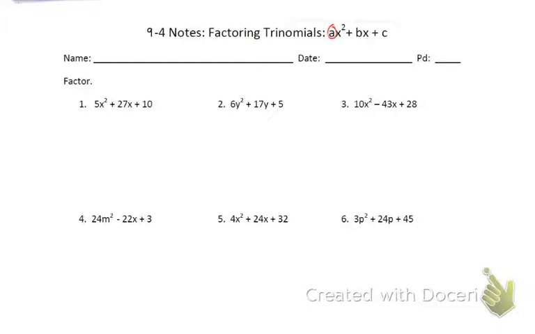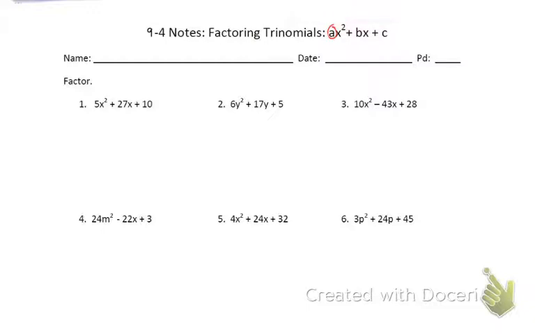Ax squared refers to a number in front of the x squared, so you'll be having things like 3x squared plus 2x minus 8, or something like maybe negative 4x squared minus 6x plus 2. Those would be two examples of trinomials that have a number in front of the x squared, so a coefficient of x squared other than 1.